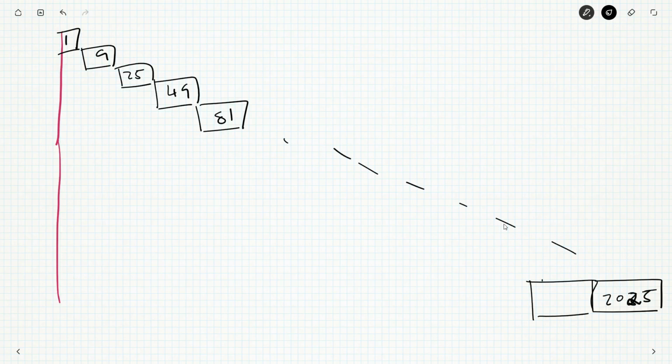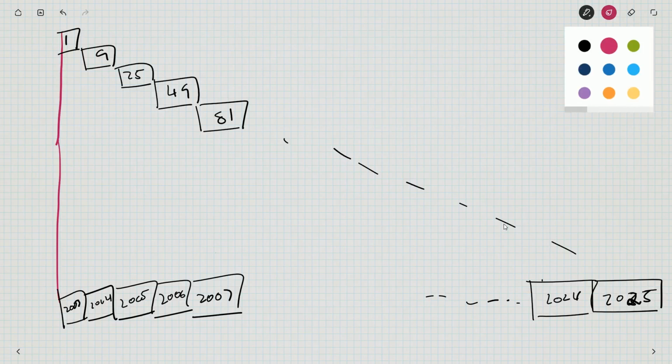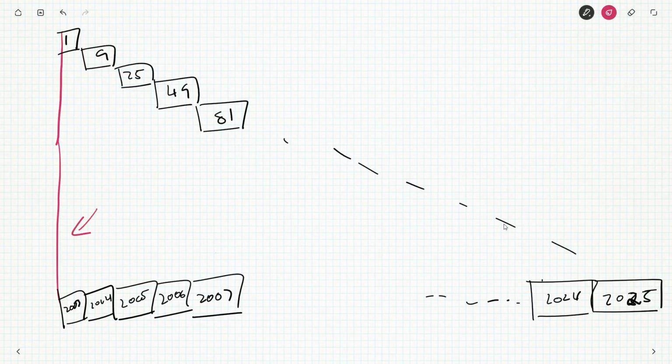And before it is 2024. And over here we get 2003, 2004, 2005, 2006, and 2007, which is actually right below the 81. Well, not right below, but it is below the 81. There's a bunch of numbers in between. So 2007 is sort of the 5th square over from this red line. This line that is on the east side of the 1. All right.